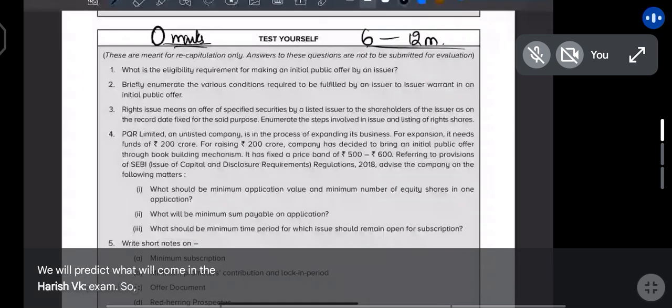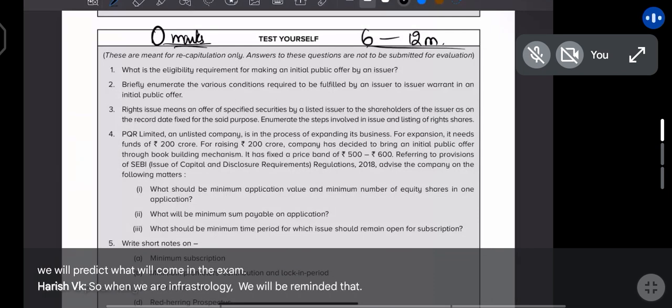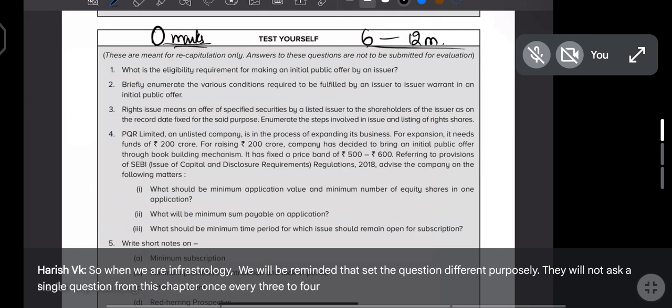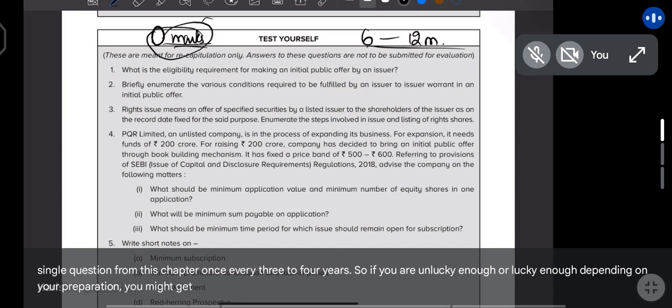So when we are into astrology, we will be reminded that we can check the question paper, and purposefully they will not ask a single question from this chapter once every 3 to 4 years. So if you're unlucky enough or lucky enough, depending on your preparation, you might get 0 marks from this chapter.